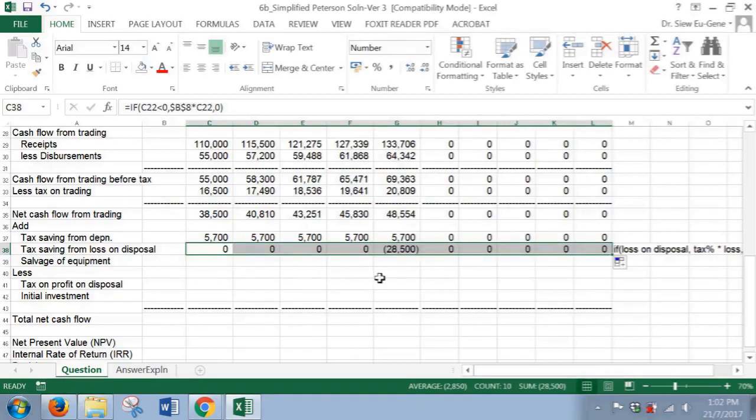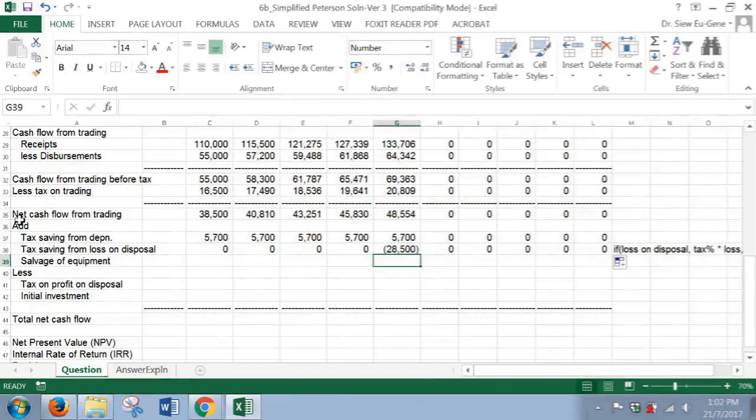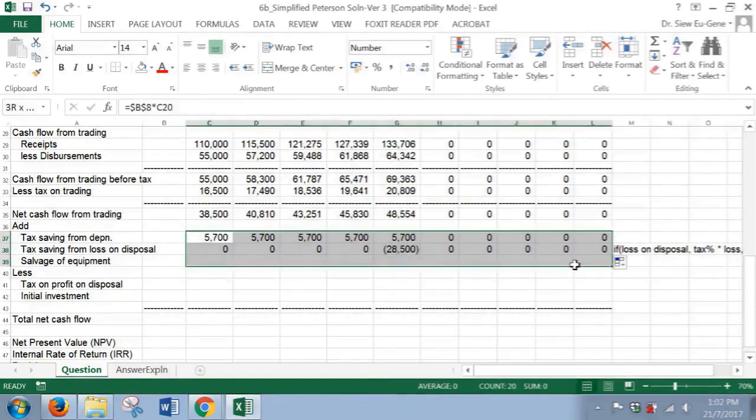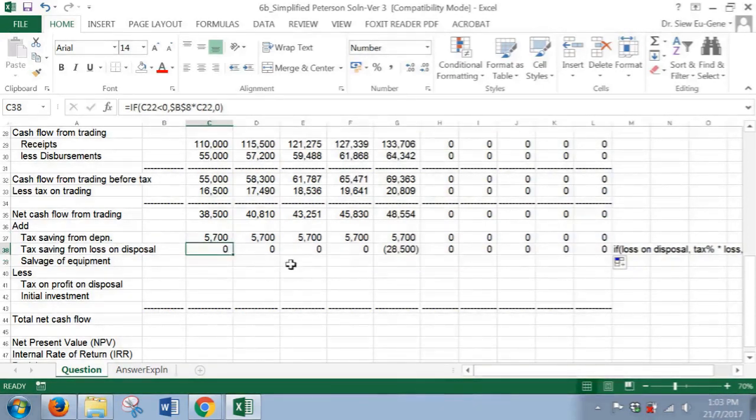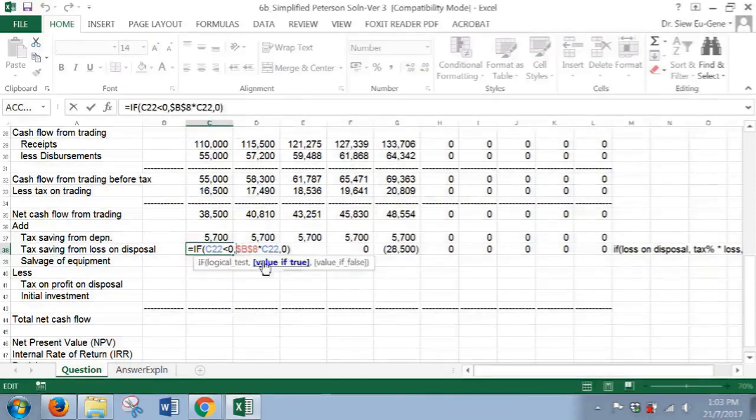Now, you'll notice there's an error here, a minor error. We are expecting in our model a positive figure because we are adding all this, like add tax savings from depreciation, add tax savings from loss on disposal, add the selling price that we get from selling the equipment. So we are expecting all of these to have a positive figure. All right. To convert this to a positive figure, we just put a negative sign here.